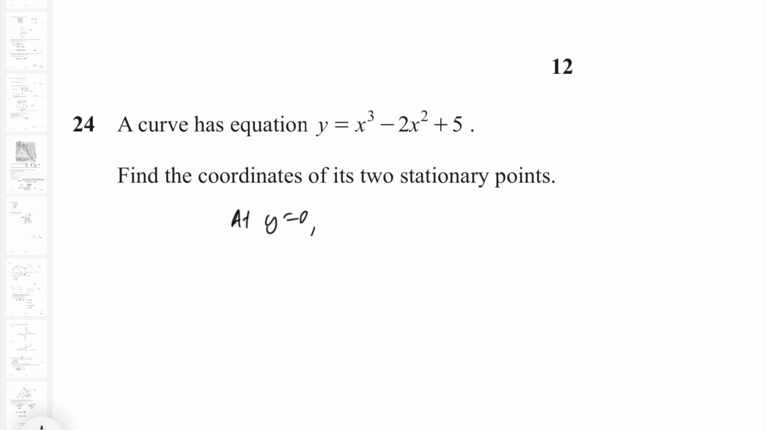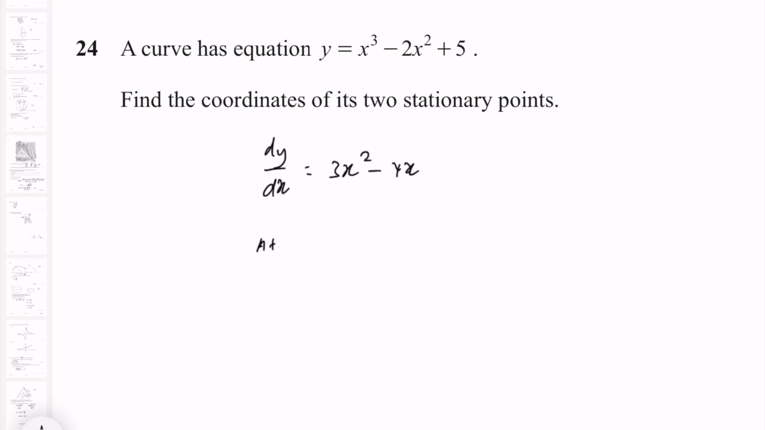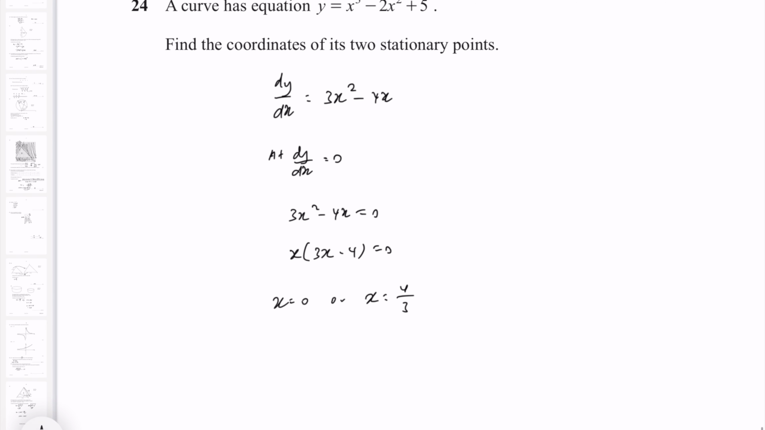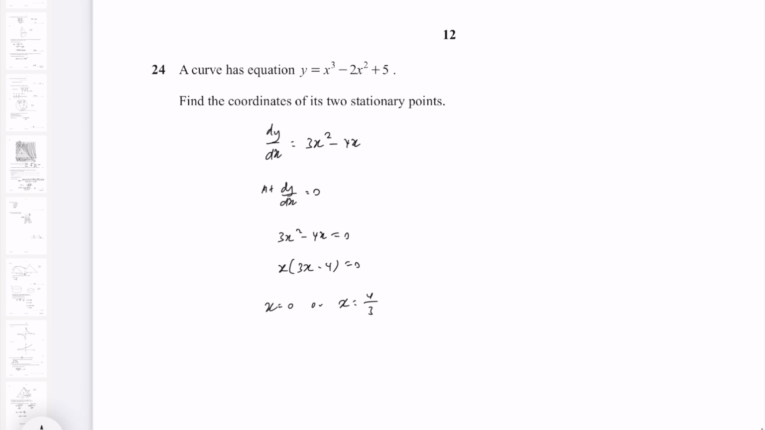I'm gonna differentiate. So dy dx equals 3x squared minus 4x. Okay, so now for stationary points at dy dx equals 0. So that's 3x squared minus 4x equals 0. One of the x's is 0. So 3x minus 4 equals 0. X equals 0 or x equals 4 over 3. So those are my two x's. Now I can get my y's. Then I will have my coordinates.